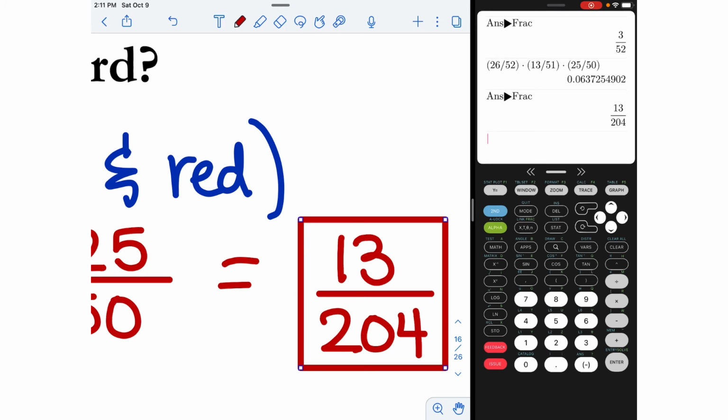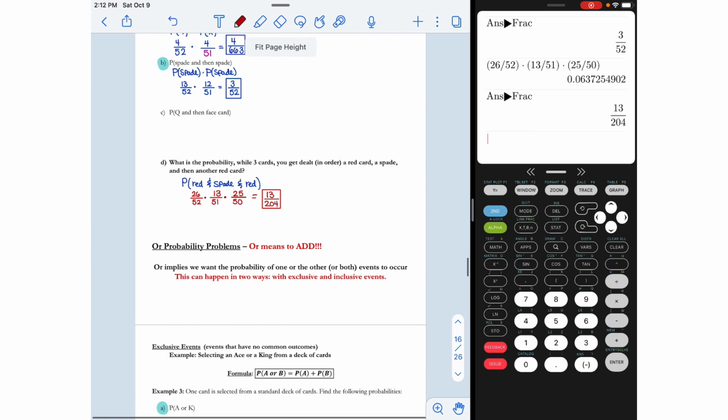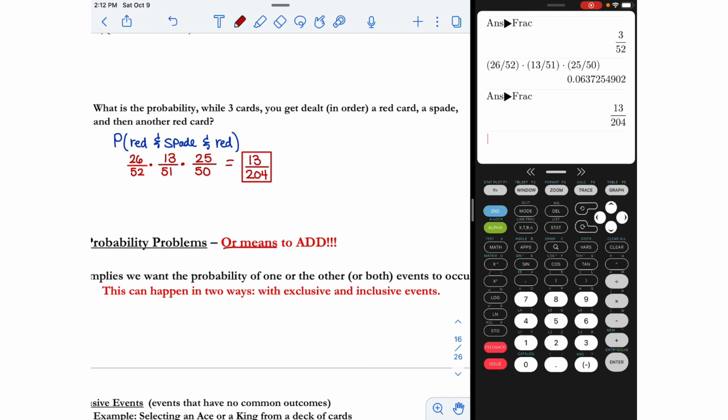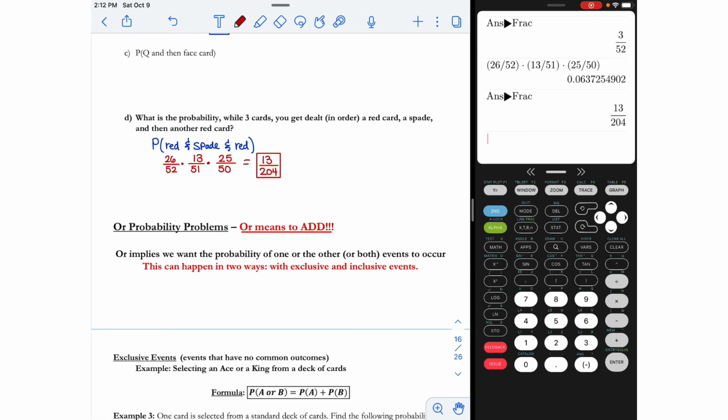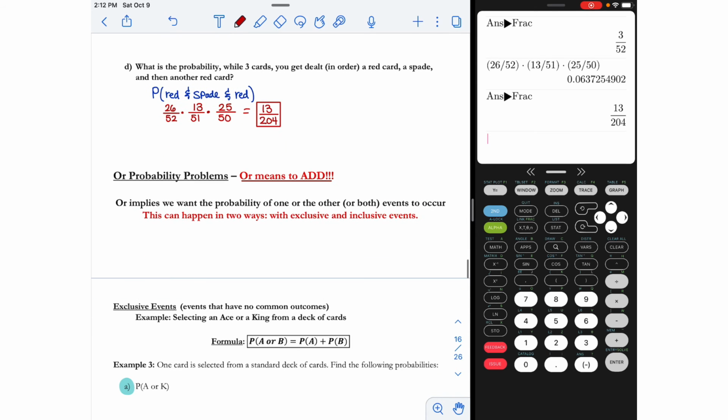Okay. Let's quickly talk about the OR problems. So the OR problems in probability mean to add. So it's either event could occur, one or the other. It does not have to be both happening, which is an AND problem. We want them both to occur. OR implies we want one or the other. So this can happen in 2 ways, with exclusive or inclusive events. Exclusive means that they have no common outcomes.